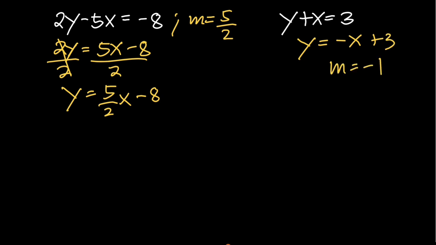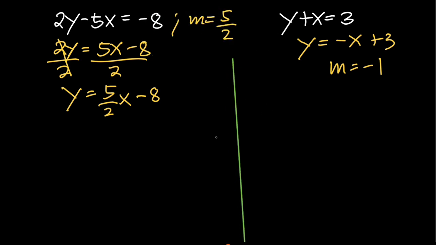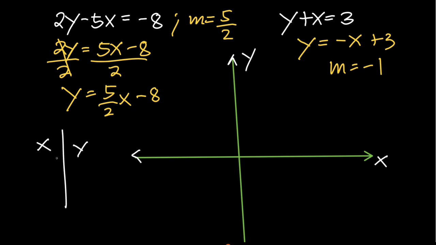So let's graph this. Let's graph each of the equations. So for the first one, 2y minus 5x equals negative 8. So here we can assign values for x.